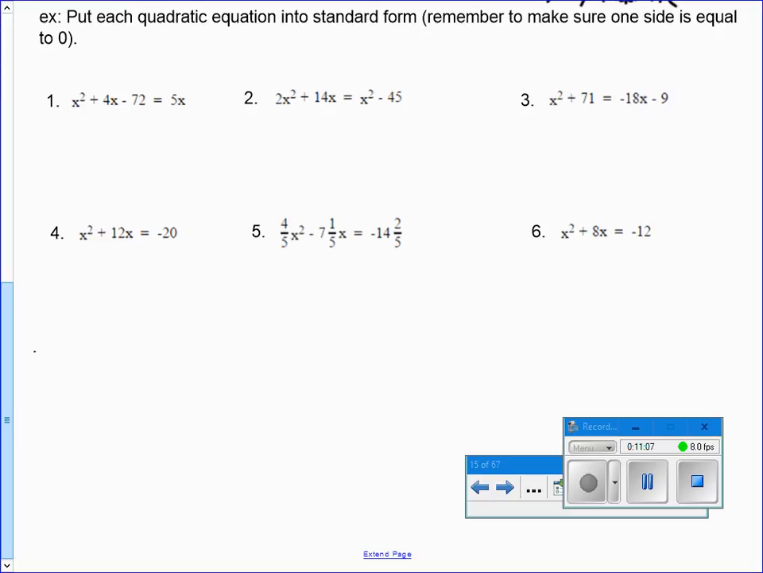Alright, so here we're going to practice putting quadratic equations into standard form. That's always our first step before we solve. Tomorrow we learn to solve. Today we're just going to practice putting in standard form. Remember, there's two things that make standard form. One is a descending order, so we can tell what A, B, and C are. And the second thing is that it has to be equal to 0.